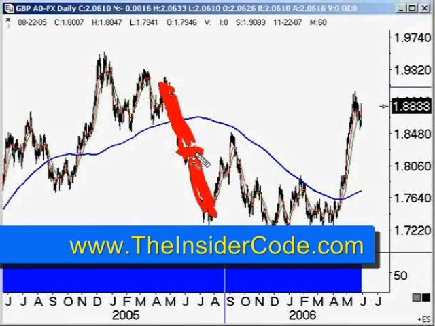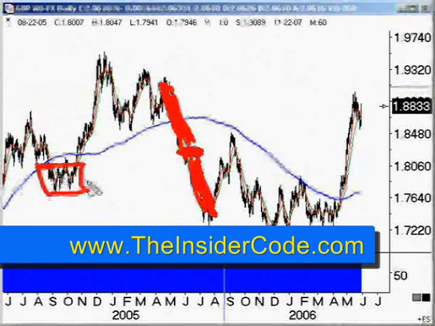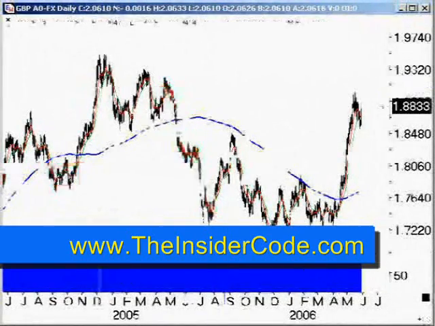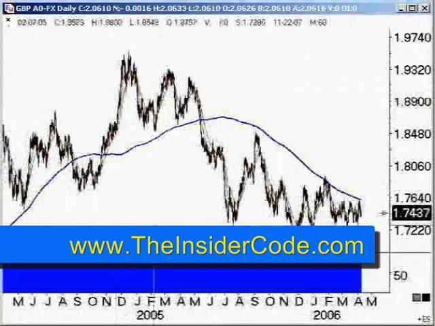That's very, very common. Also, when the market is just sort of mucking around and going sideways, when the market isn't really going anywhere, before you have a large move, you'll get the moving averages weaving together. Let me give you an example.